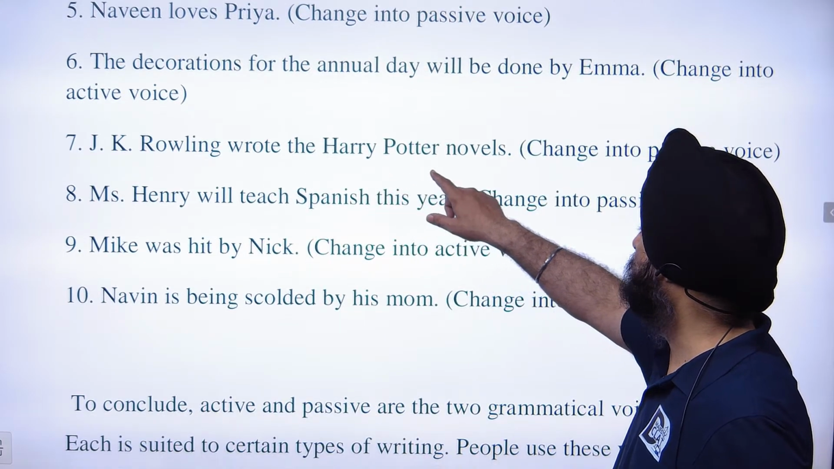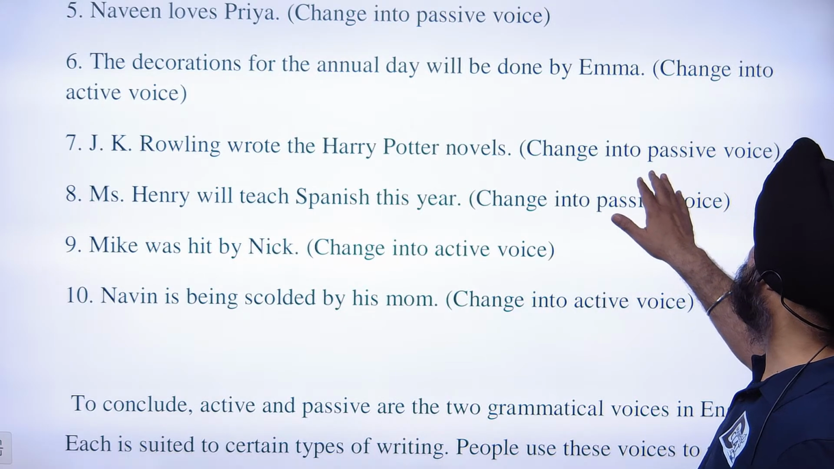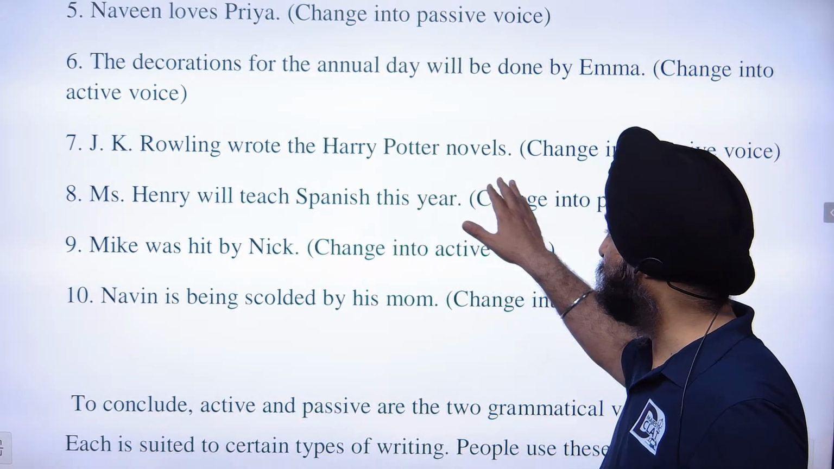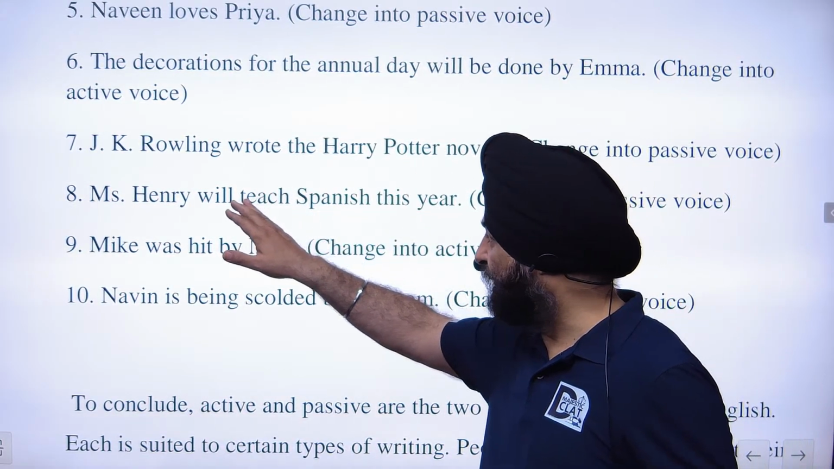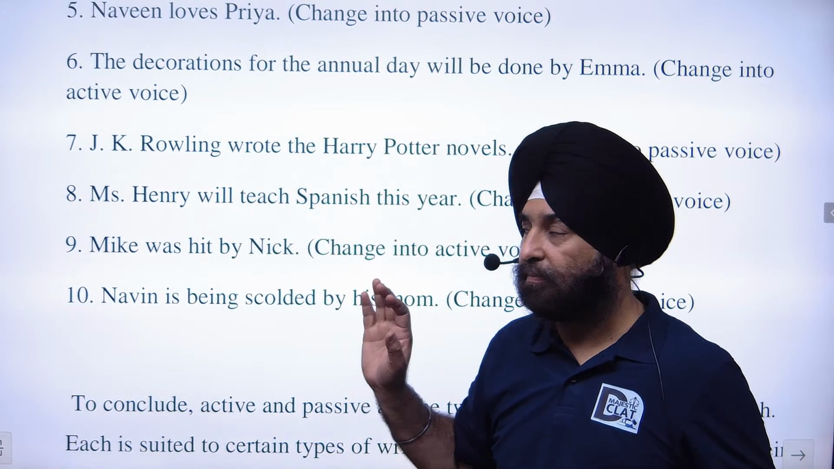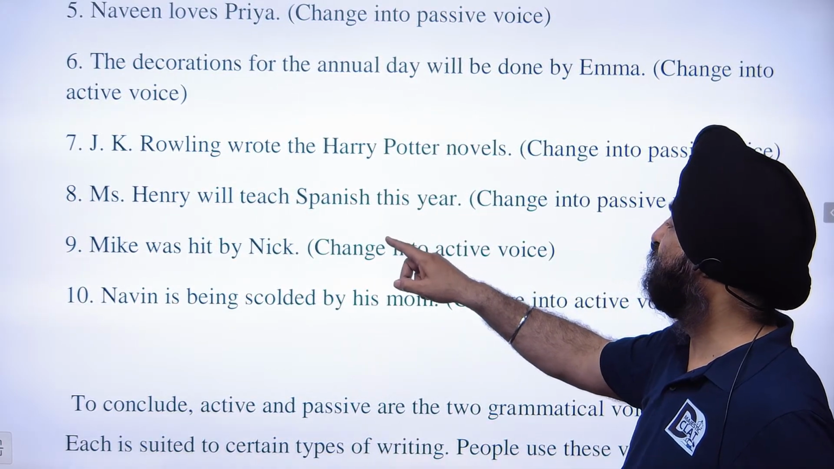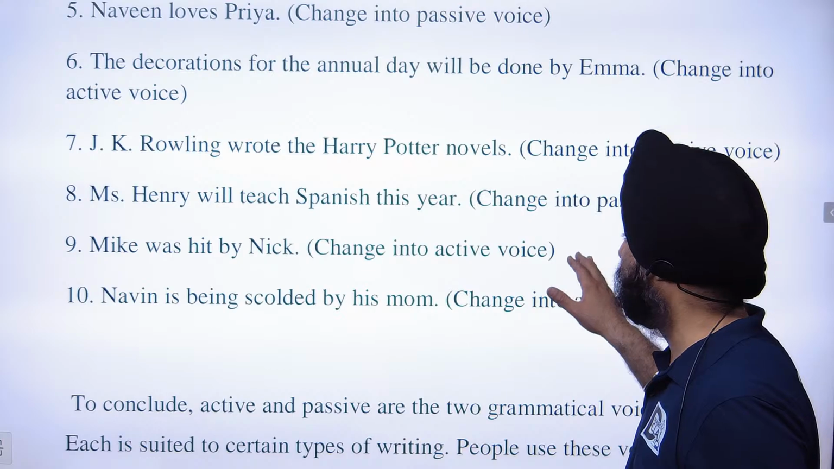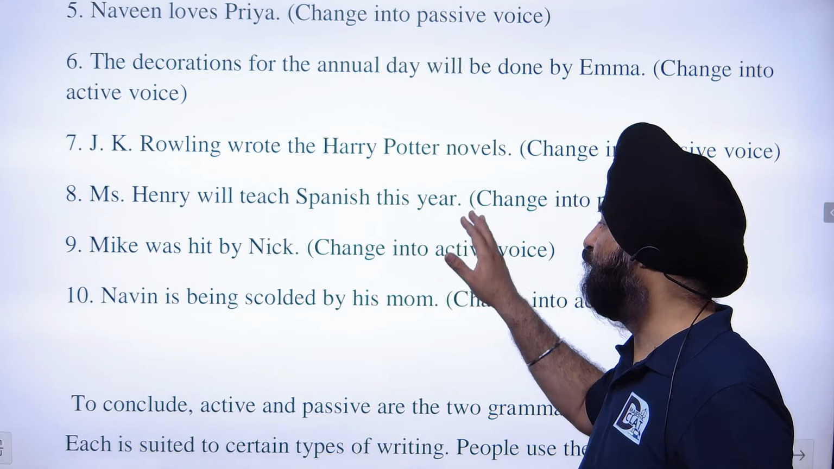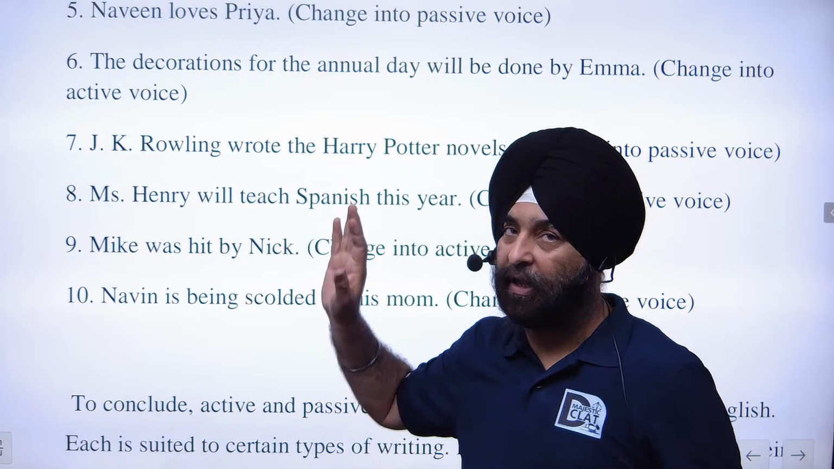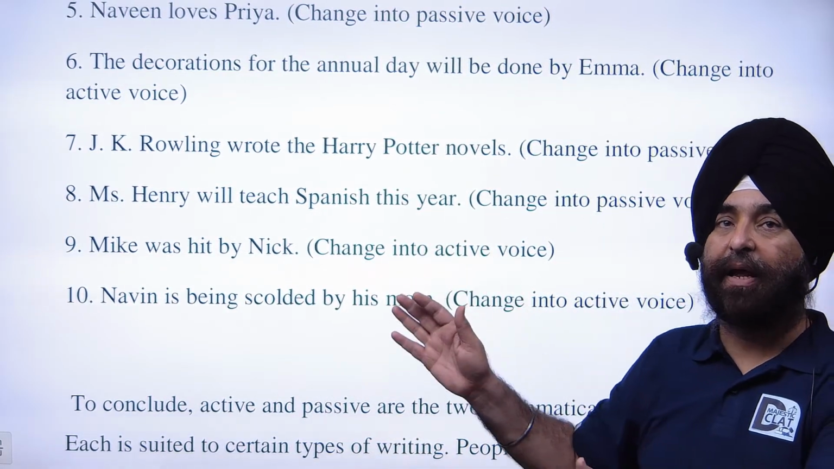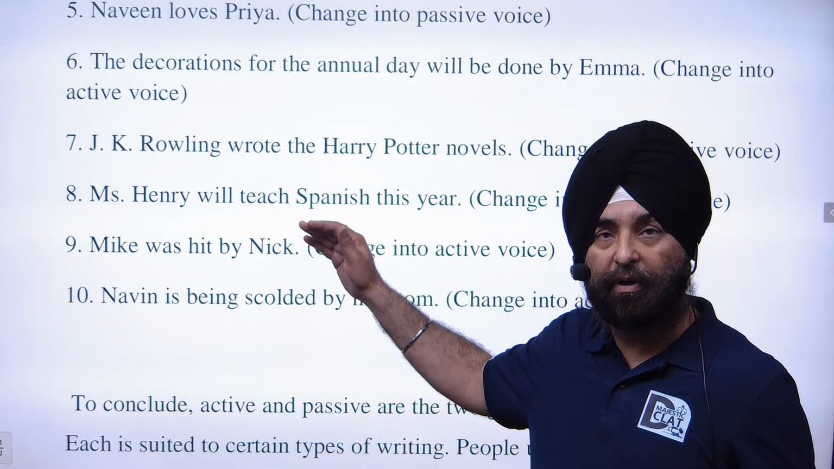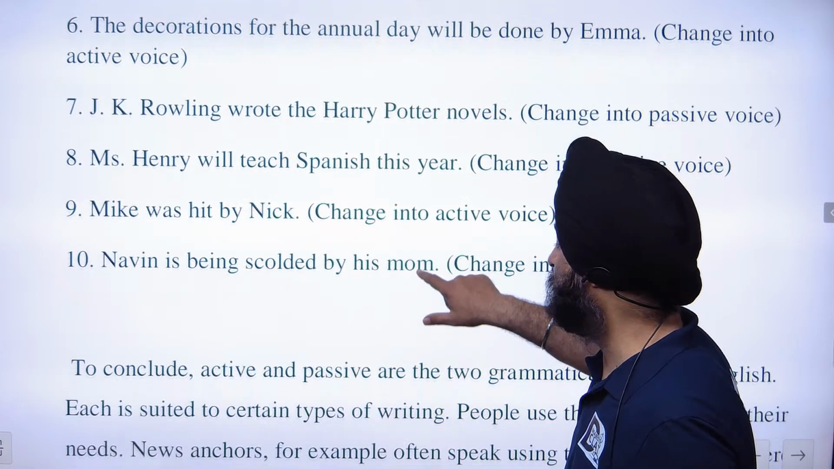J.K. Rowling wrote the Harry Potter novels. Now let's change it into passive voice. What happens? Harry Potter novels were written by J.K. Rowling. Miss Henry will teach Spanish this year. If we change this into passive voice, what do we find? That Spanish will be taught this year by Miss Henry. So there is a change of the subject and the object. Focus now comes on Spanish, and there is also the change of tenses over here. And this is how it continues.